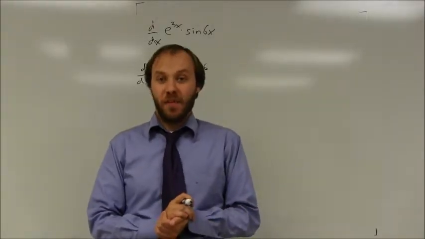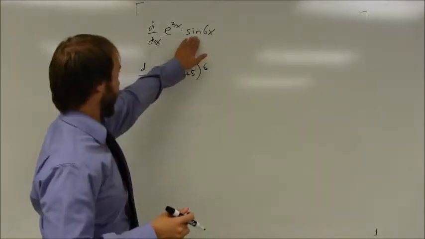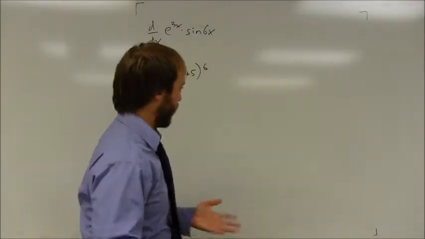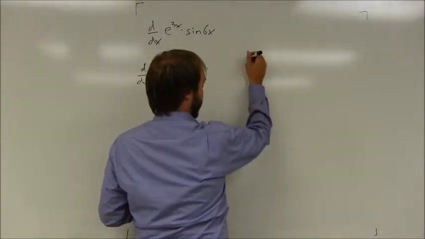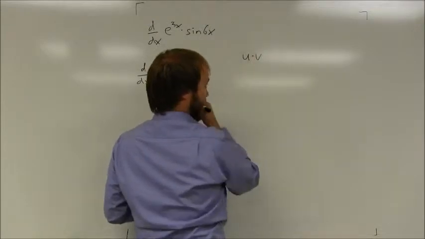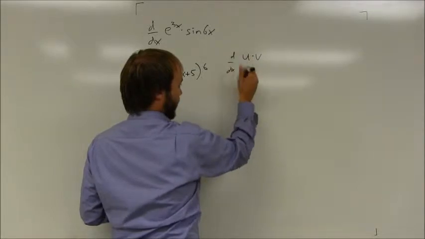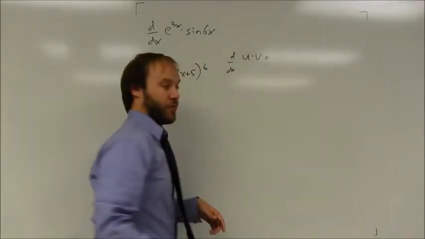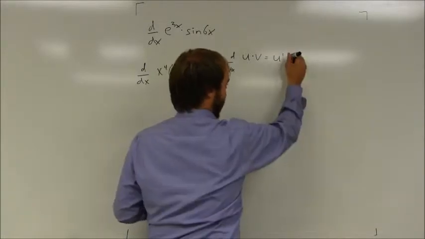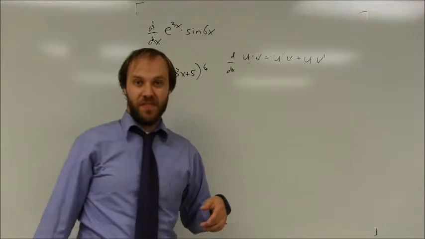I'm now going to run through a couple of examples of product rule problems. You'll see I've got a couple products here that I'm taking a derivative of. The product rule, very, very straightforward. If you have some function of x, let's call it u, times some function v, and you want to take the derivative of that, the product rule says very simply, you can take the derivative of the first term times the second, plus the first term times the derivative of the second.